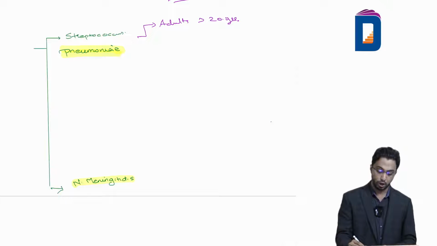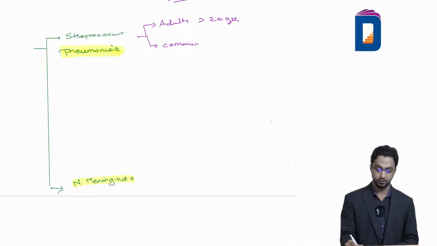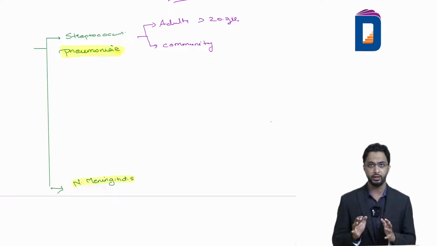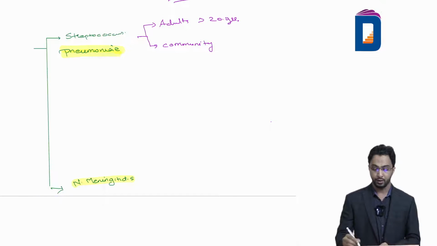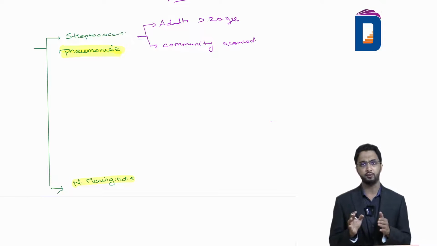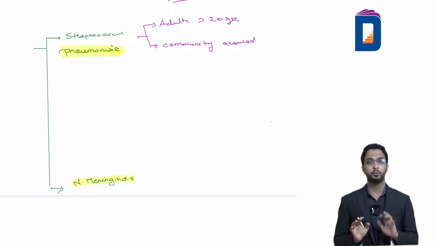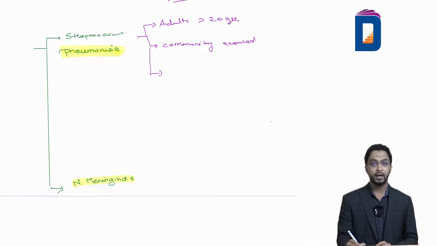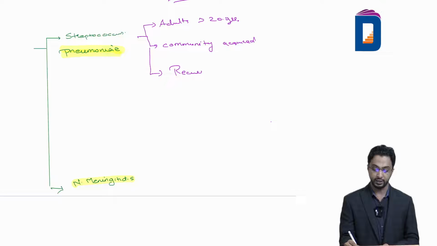Also, the most common cause of community acquired meningitis, that is in the general population, is basically Streptococcus pneumoniae. Now the most common cause in general, if they ask you, is Streptococcus pneumoniae. One more thing your books say is that it is the most common cause of recurrent meningitis due to CSF leak.